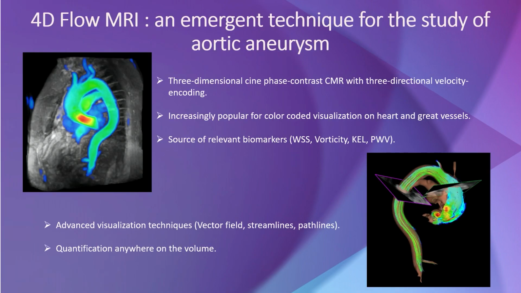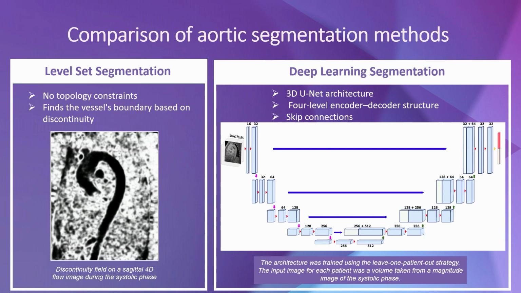In order to do the research on this topic, we use 4D flow MRI, which allows us to compute hemodynamic parameters such as kinetic energy loss and wall shear stress. But some of these parameters are difficult to assess if a segmentation is not precise. And this is why we focused on this topic of comparing traditional segmentation based on imaging techniques and deep learning segmentation.